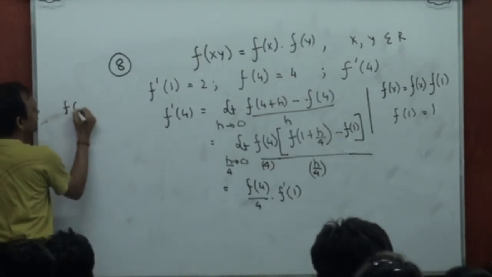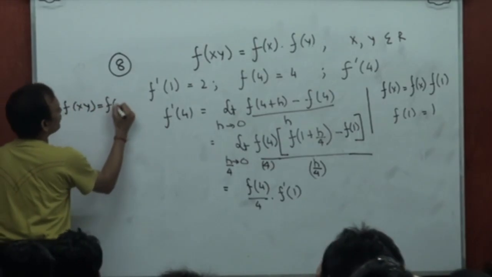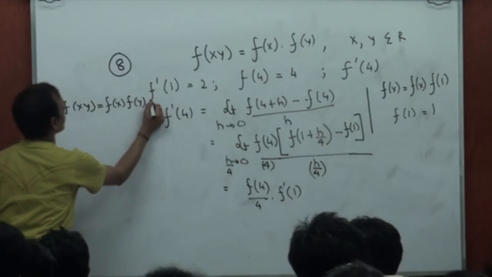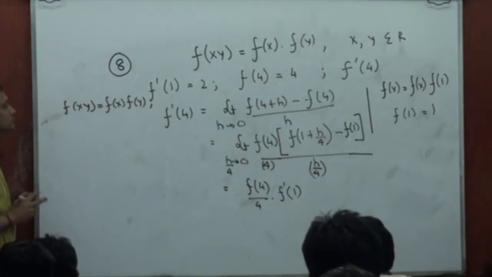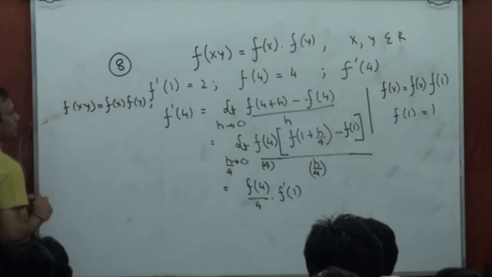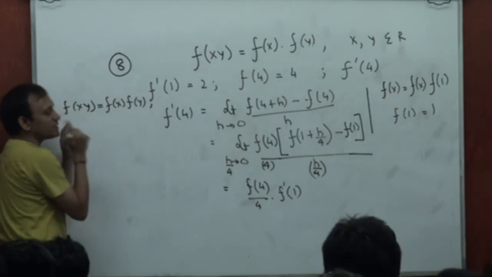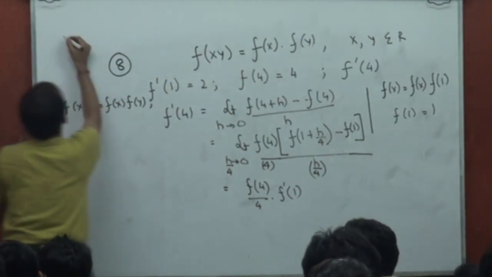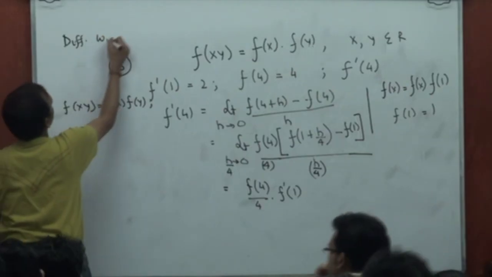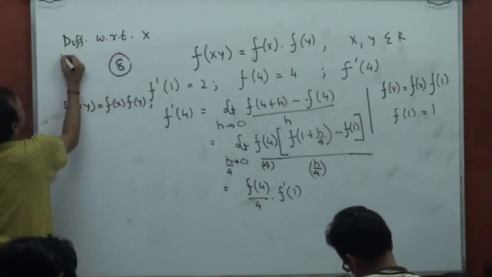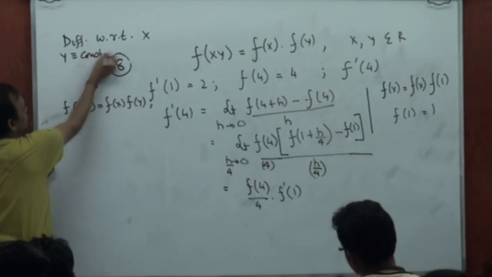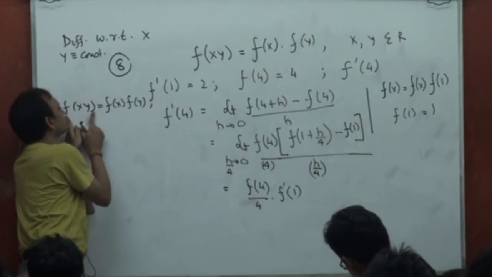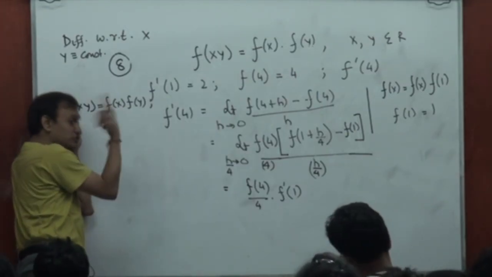F of xy is f of x into f of y, right? Differentiate both sides with respect to x, keeping y constant. You know what I'm saying? Differentiate with respect to x as if y is constant, right? Now, when you differentiate f of xy with respect to x, imagining y to be constant.